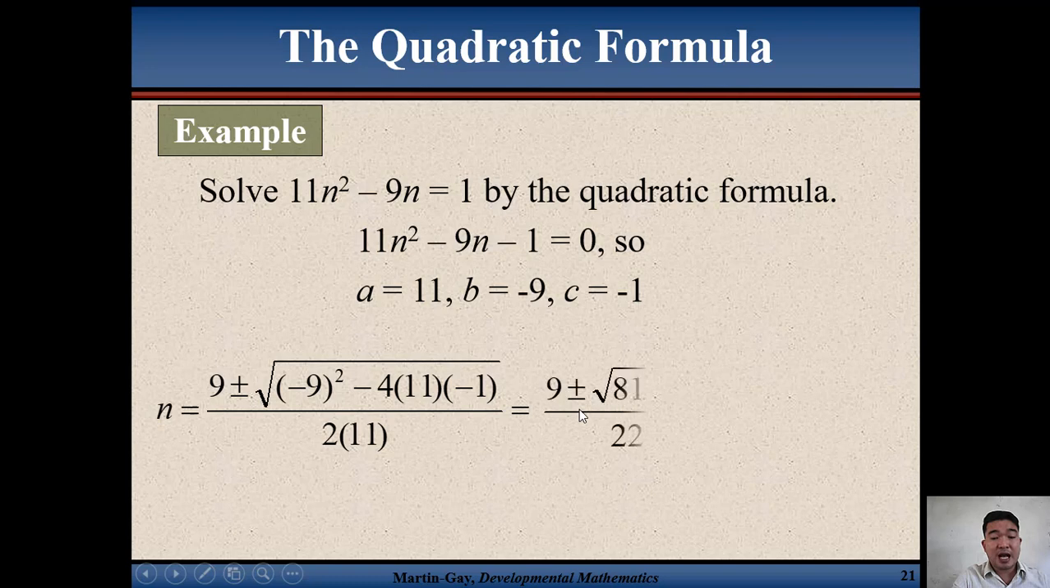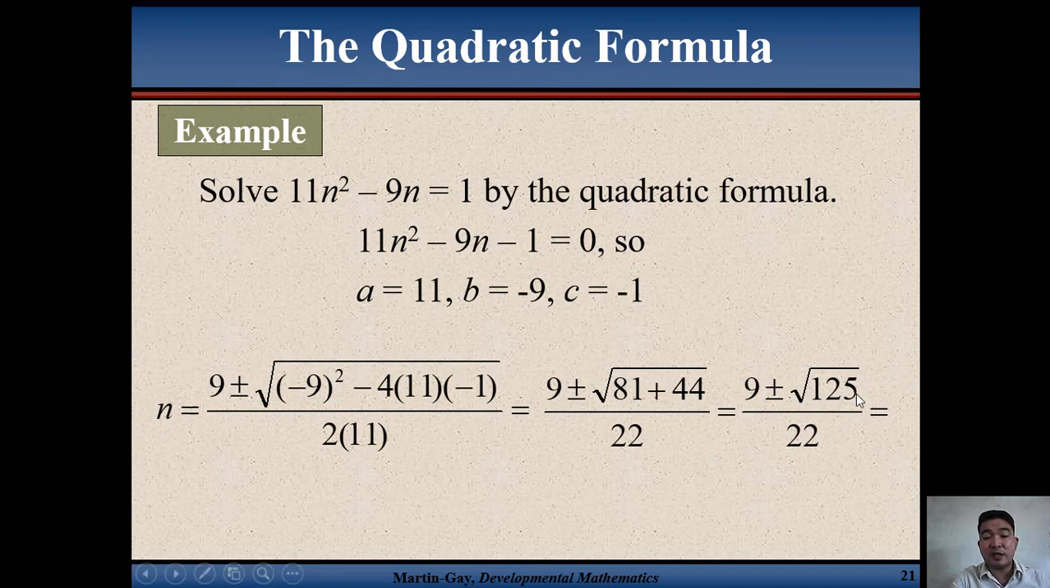Simplifying it further, you will have 9 plus or minus the square root of negative 9 squared, which is 81, plus 44, because negative 4 times 11 is negative 44 times negative 1 is positive 44, all over 2 times 11, which is 22. Simplifying it further, you will have 9 plus or minus the square root of 125 all over 22. And then you will have 9 plus or minus 5 times the square root of 5 all over 22, since 125 is not a perfect square, but it has a perfect square factor, which is 25.